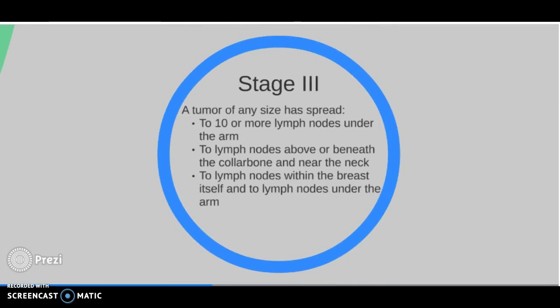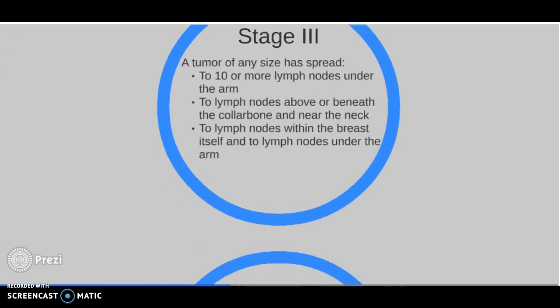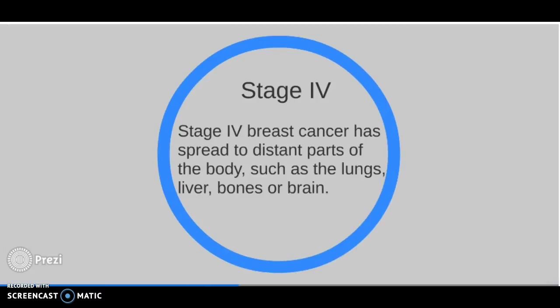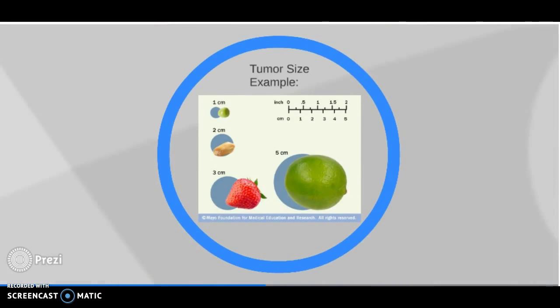Stage 3, a tumor of any size that has spread to 10 or more lymph nodes under the arm, or it has spread to the lymph nodes under or beneath the collarbone and near the neck, or it has spread to the lymph nodes within the breast itself and to the lymph nodes under the arm. So any of those things, again, fall under the category of stage 3. And stage 4, breast cancer has spread to the distant parts of the body, such as the lungs, liver, bones, or brain. And here's a quick picture to help you kind of understand the different sizes of tumors. I thought it was a good visual to kind of help.